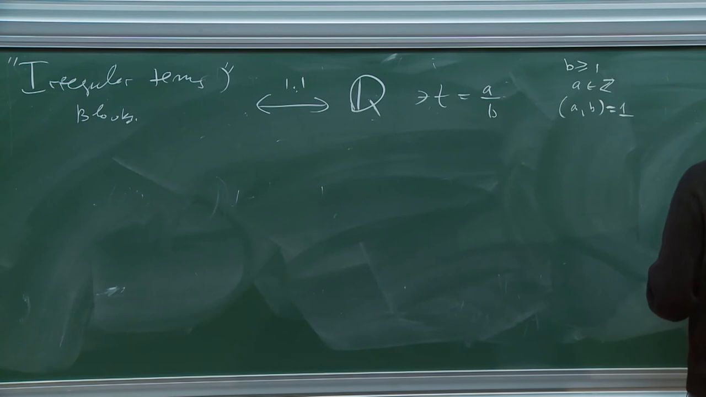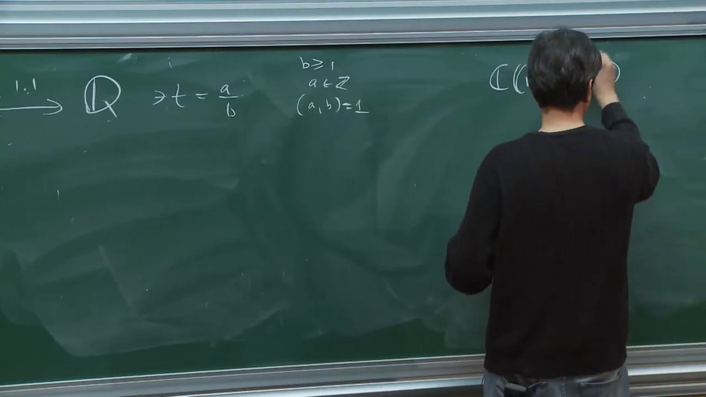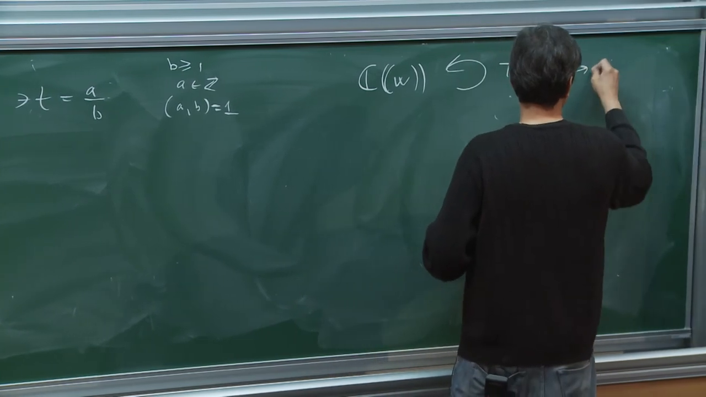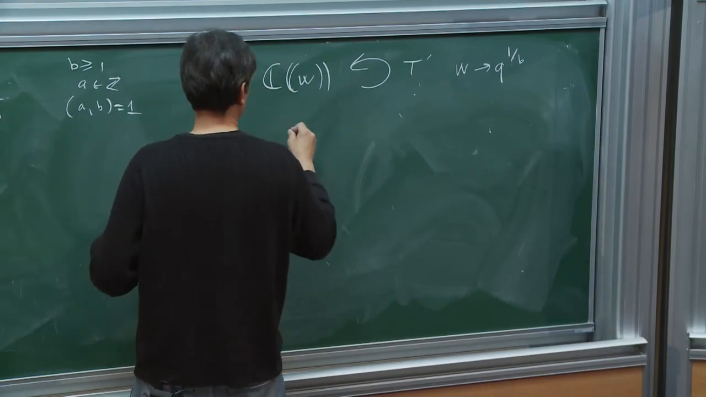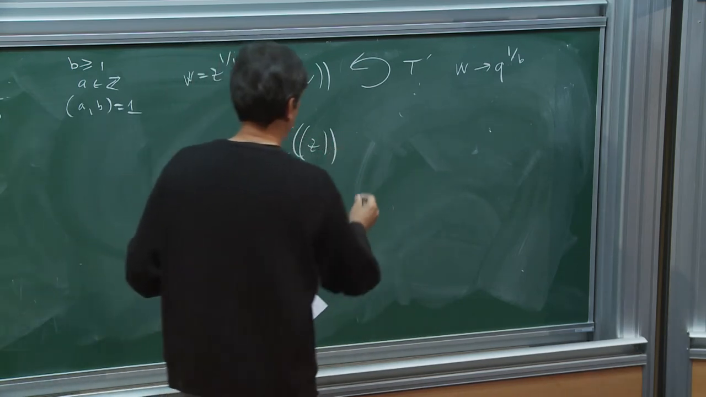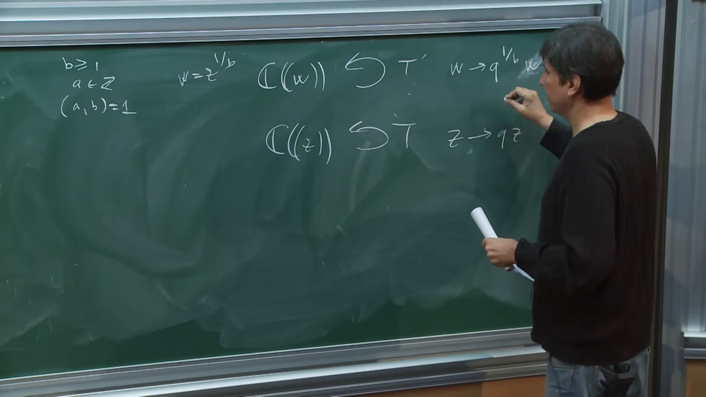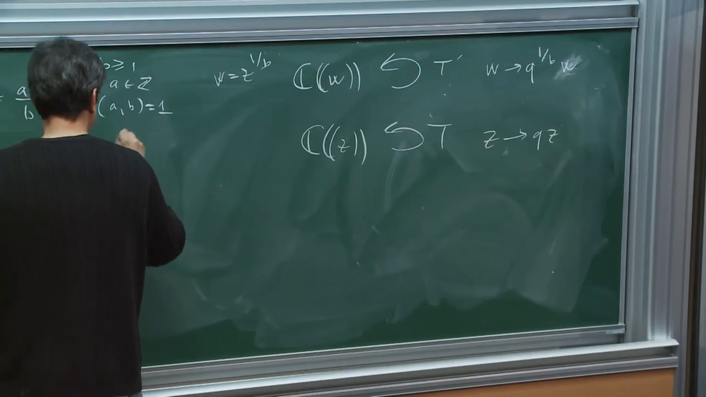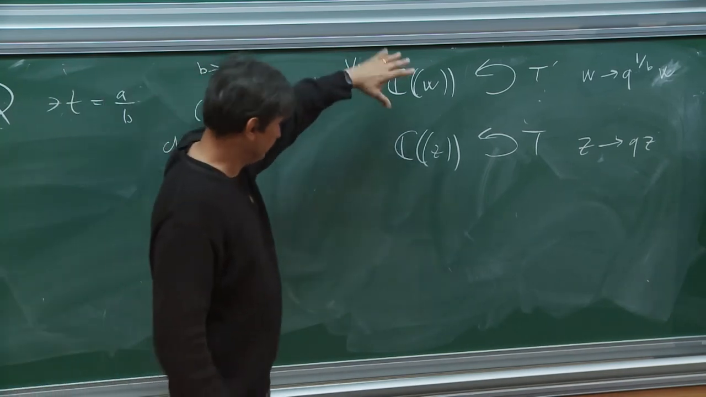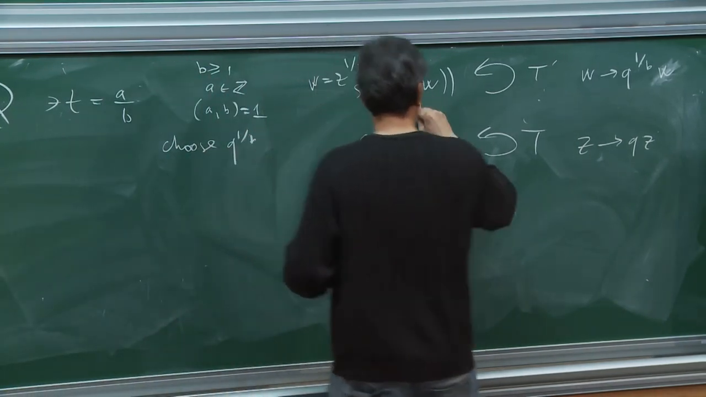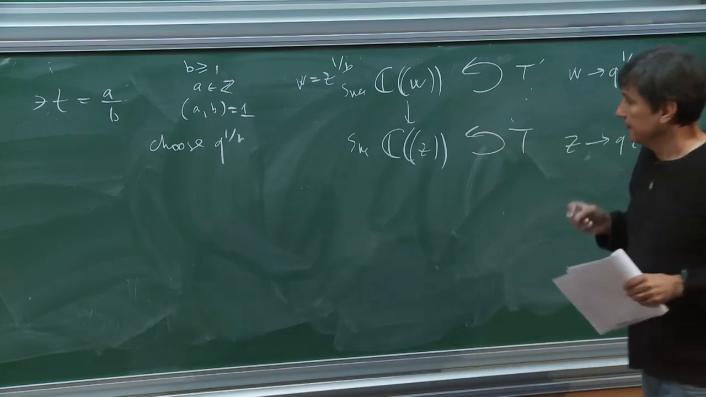Then you consider C of w with the endomorphism T prime: w goes to q to the 1 over b times w. And here we choose b-th root of q. If you choose a b-th root of q, then the spectrum of this ring maps to the spectrum of the ring, a map compatible with the automorphism. So we get this projection.